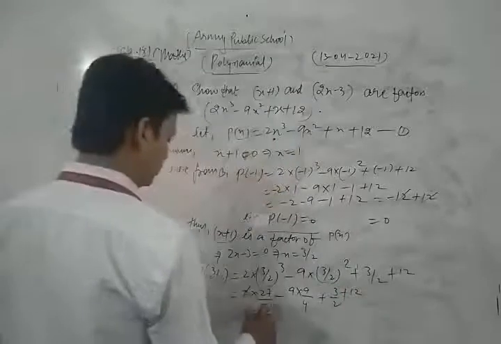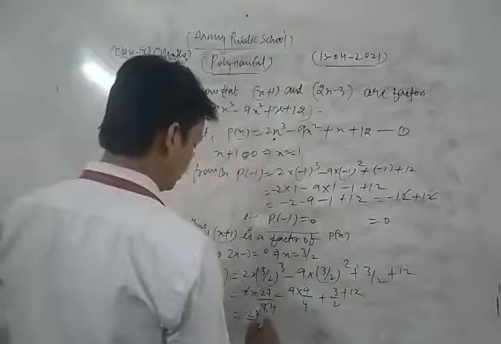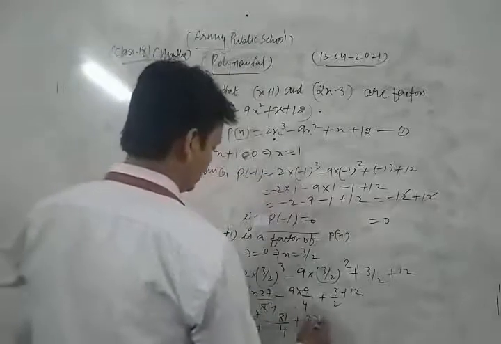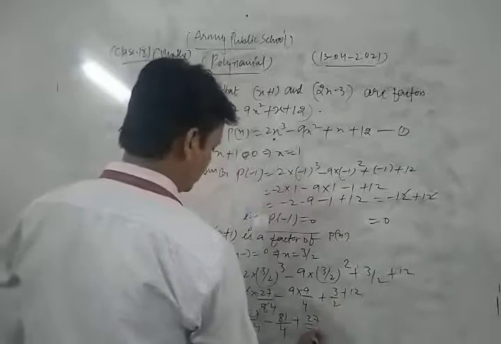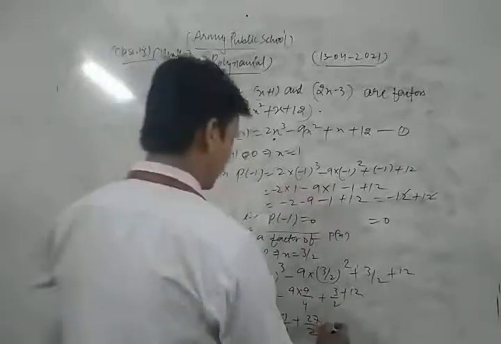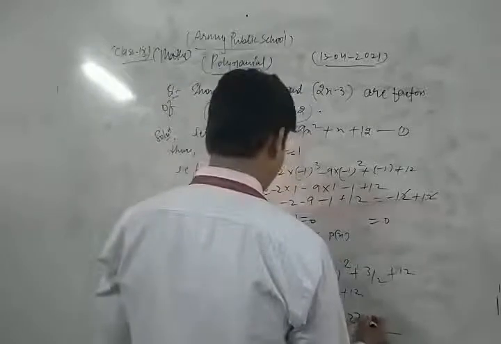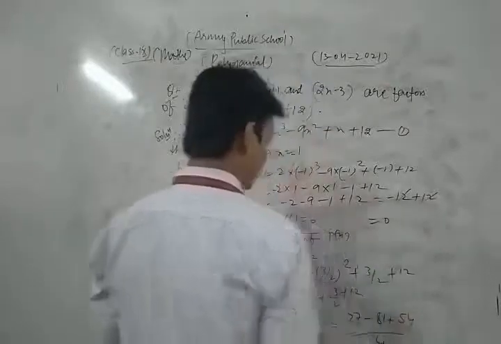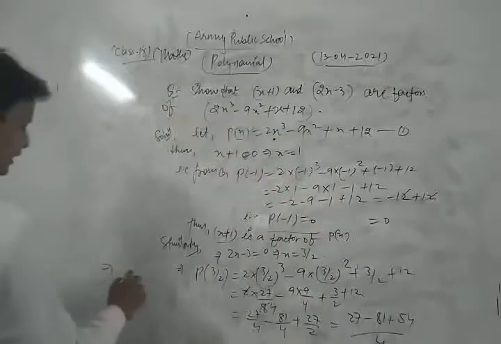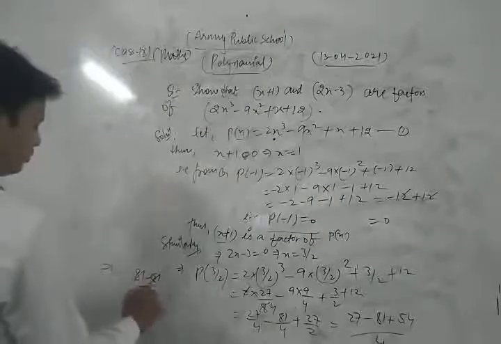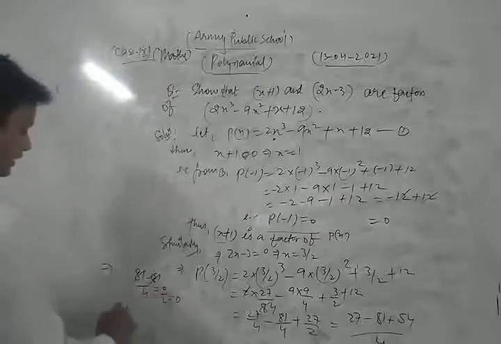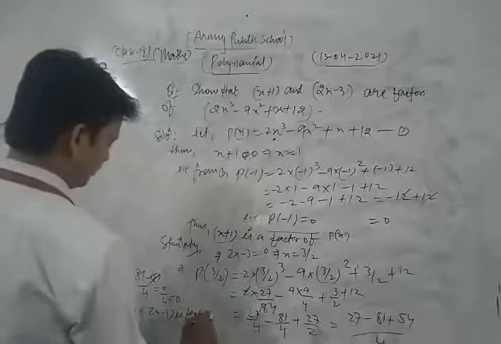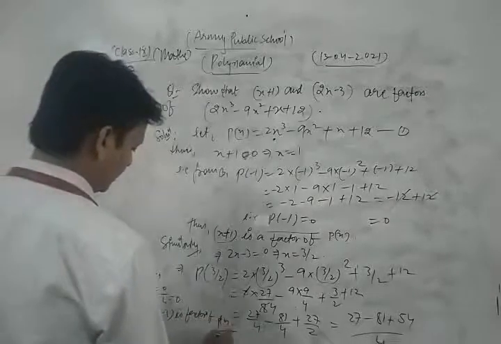So we get 2 into 27 upon 8, that is 27 upon 4, minus 81 upon 4. Now this is 3 by 2, and 12 is 24 upon 2. Now we get the LCM as 4. So we get 27 minus 81 plus 54. Now 27 plus 54 is 81, minus 81 upon 4. So 0 upon 4, that is 0. That is we can say that 2x minus 3 is a factor of the given polynomial, hence proved.